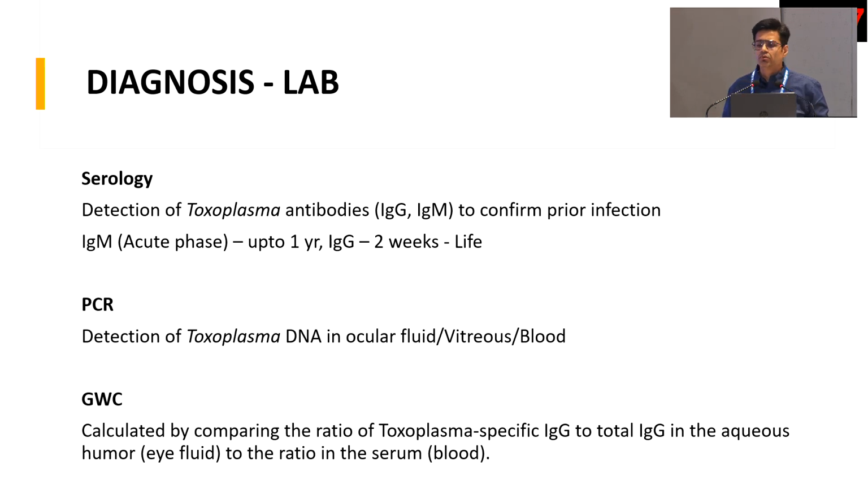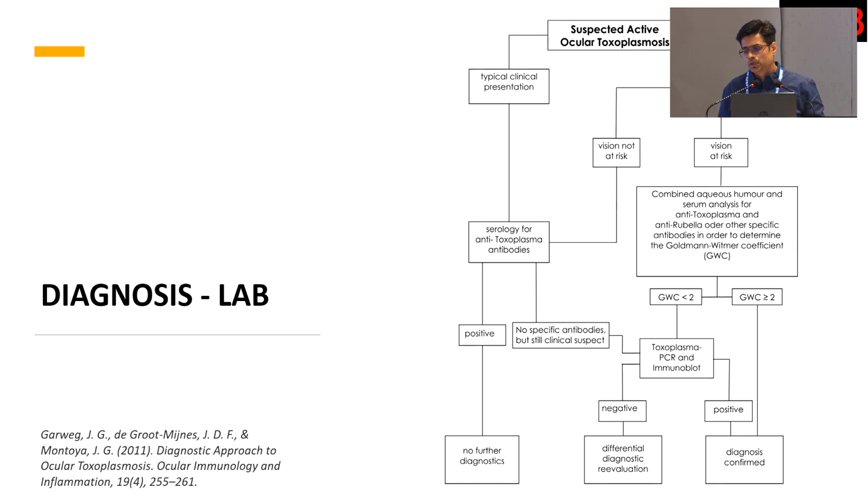So what you need to do to confirm is, well, for a typical form, detection of toxoplasma antibodies, IgG and IgM, you can do them. You can support it with even PCR in cases where you are not totally sure that it is that. And also you can do the Goldmann-Witmer coefficient, in which it is basically compared by seeing the IgG levels in the serum to the IgG levels in ocular fluids.